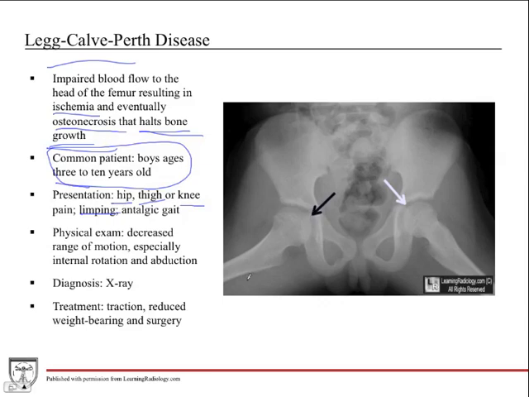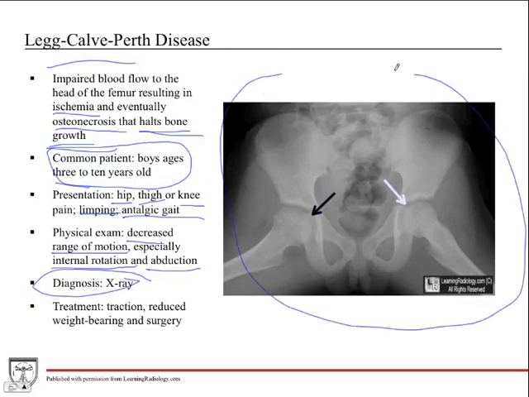Limping, so obviously because their hip is deformed, and then antalgic gait. Physical exam, you're going to see decreased range of motion in the affected hip, especially internal rotation and abduction. Diagnosis, you're going to do an x-ray. This is a good x-ray to commit to memory.